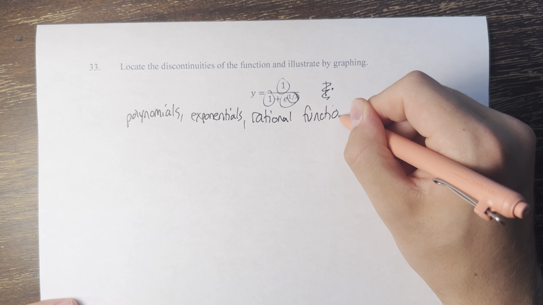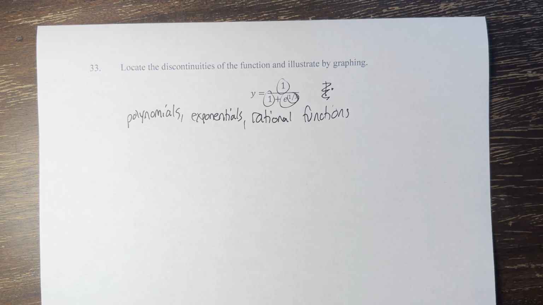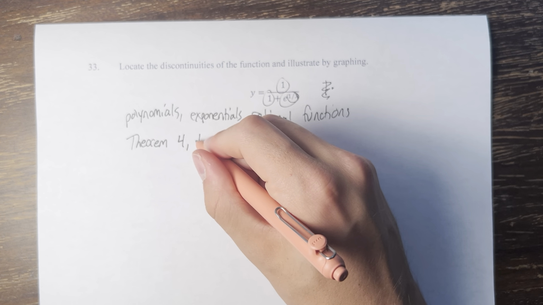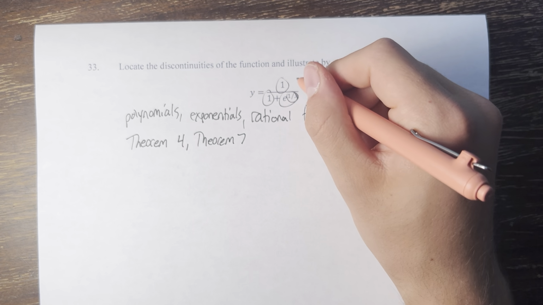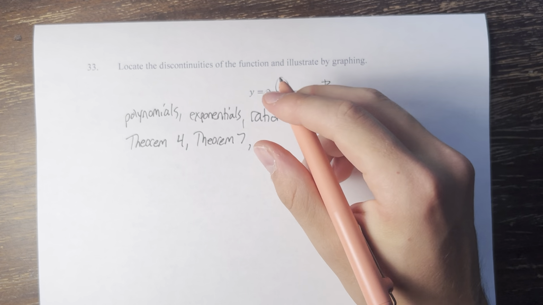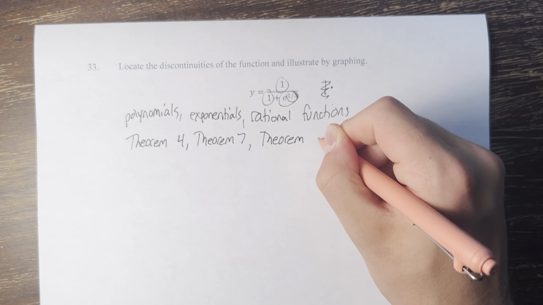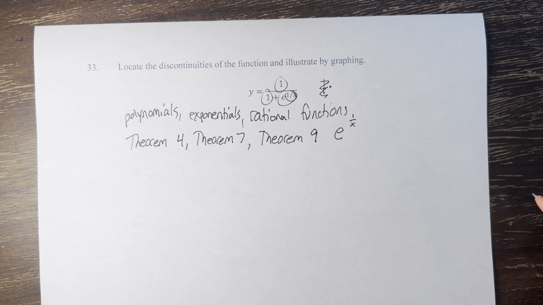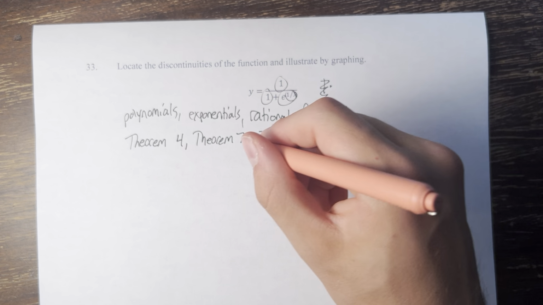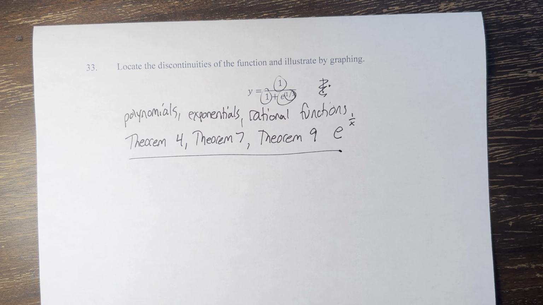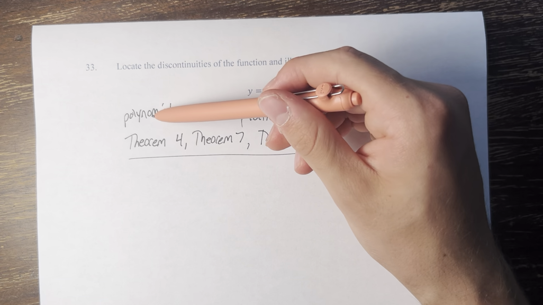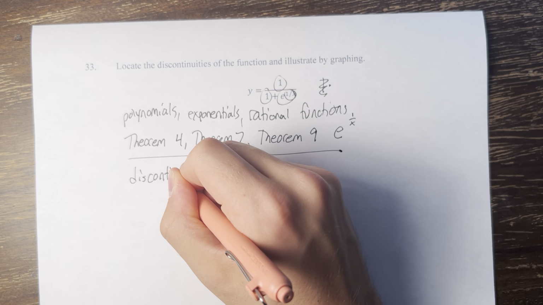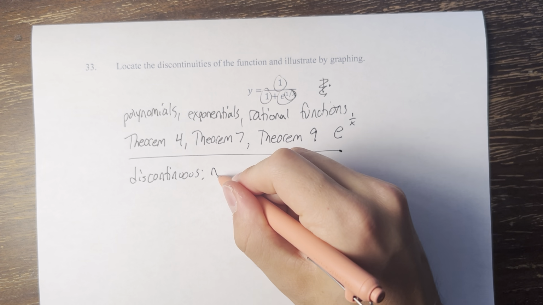And yes, it's not just a straight addition or subtraction, but we know from the theorems that we have, right? If you're looking at the exact theorems, it's theorem 4 for the addition, theorem 7 for the domains or the continuity of the individual parts, and theorem 9 if you're looking for something like e to the 1 over x, which is like a composition of an exponential raised to a rational function. By these 3 theorems, we can say that any combination of these functions results in a function which is discontinuous only at points not in the domain.